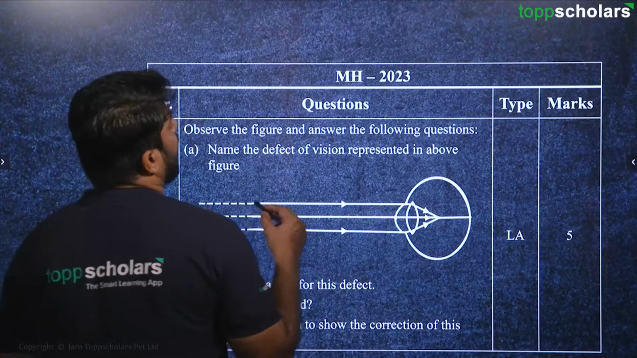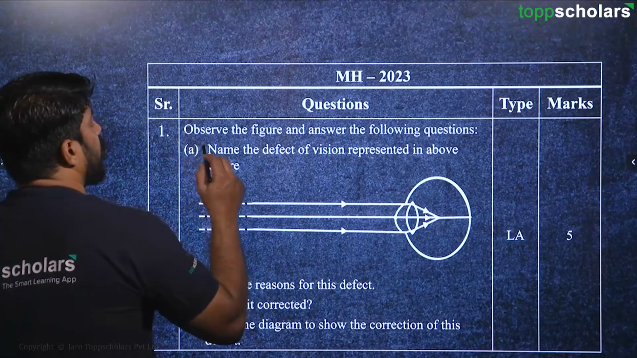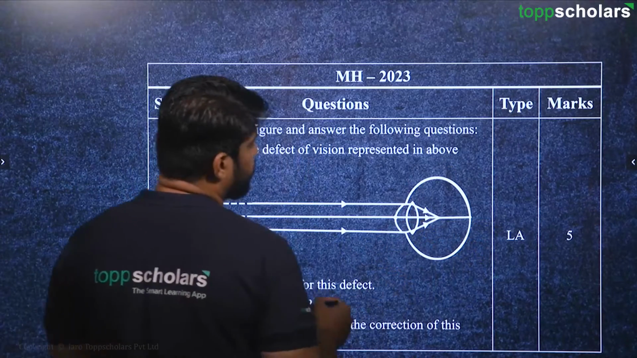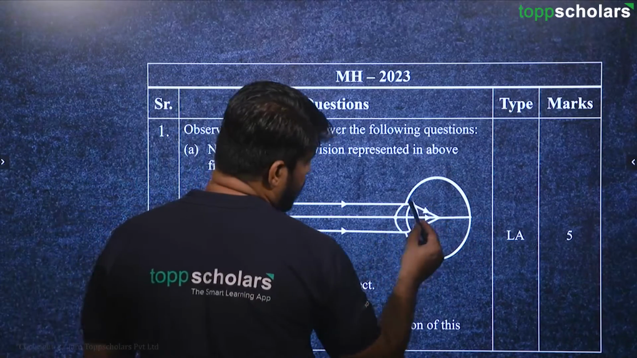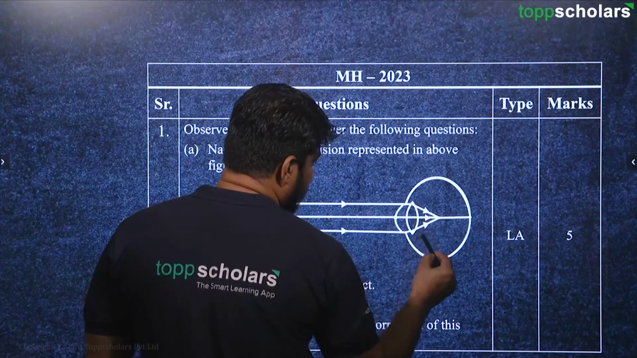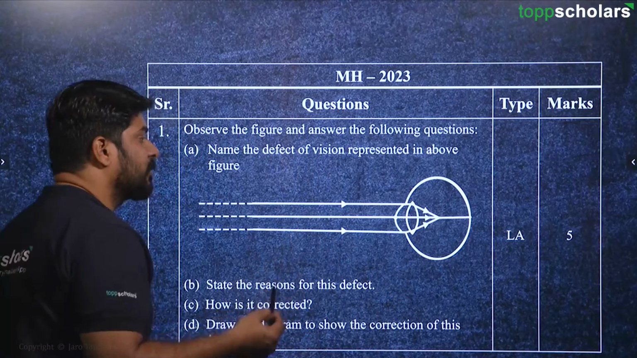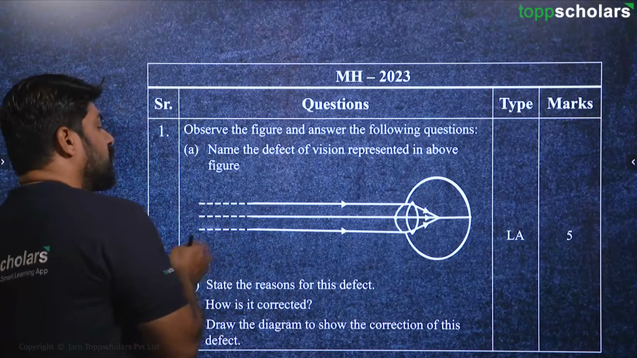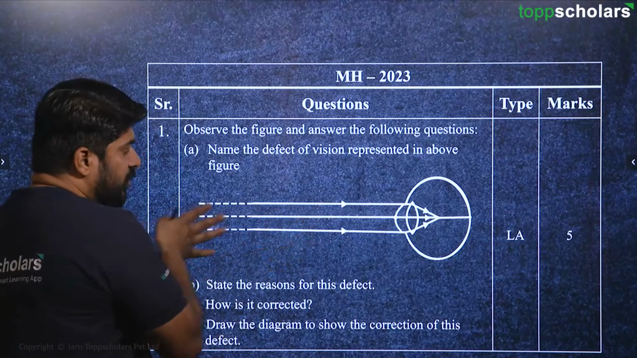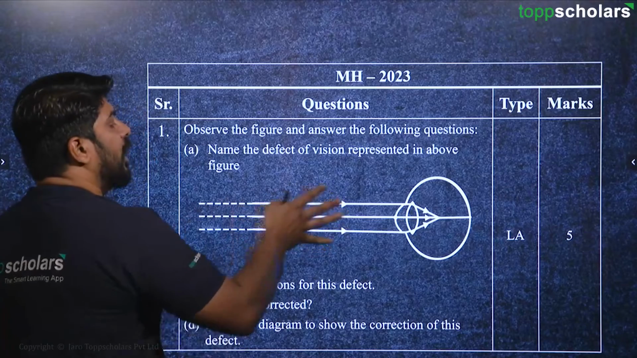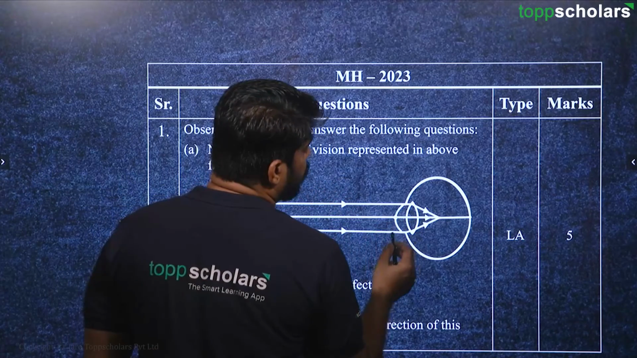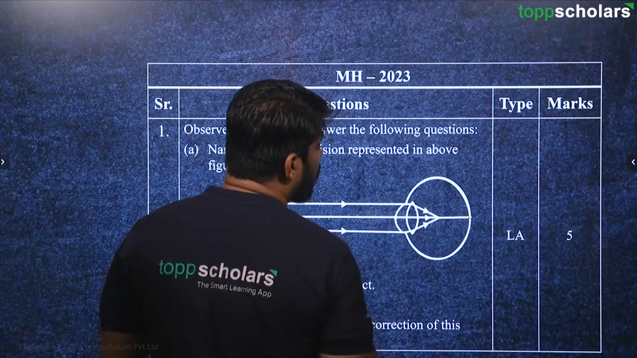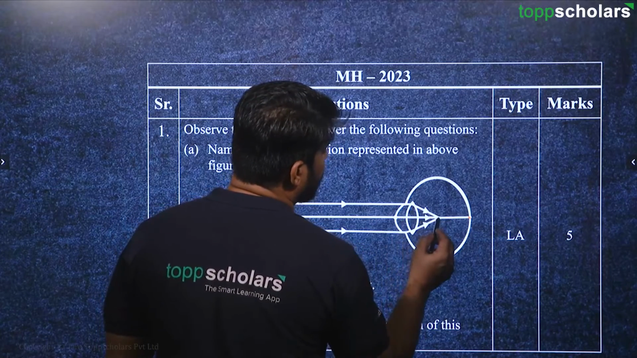Observe the figure and answer the following questions. Okay, so here a figure is given. Here is a human eye, right? Okay, and here is the crystalline lens inside our eyes. Okay, here is the cornea. And now you can see all the paraxial rays, that means the rays which are parallel to the axis, they are entering into the eyes, but they are not being focused on the retina, they are focused somewhere here.